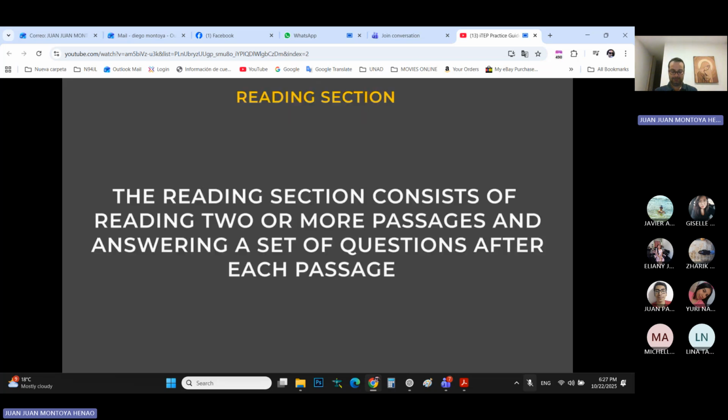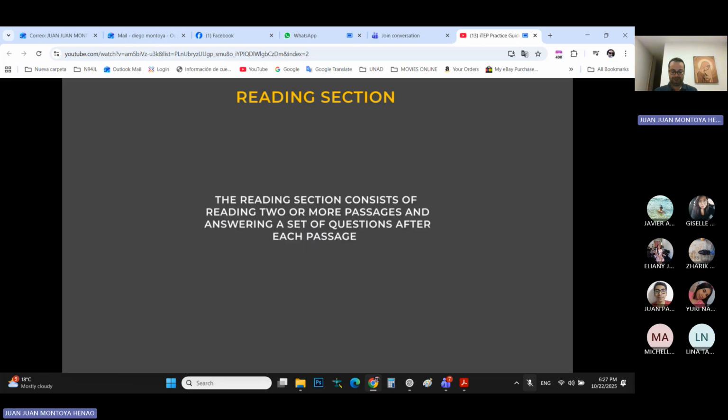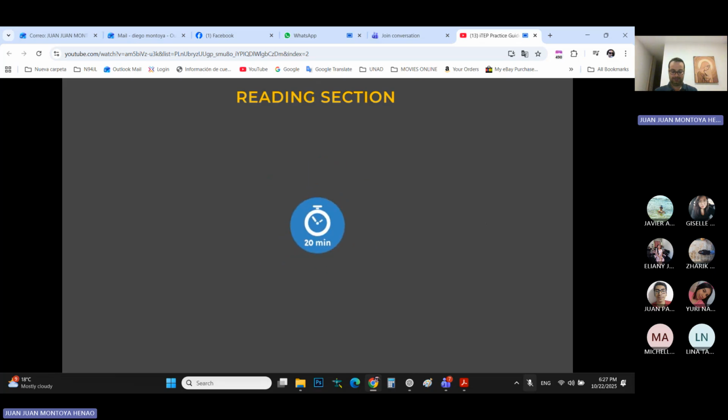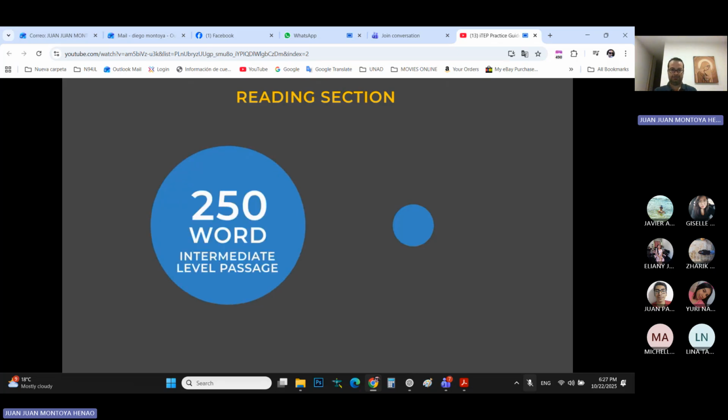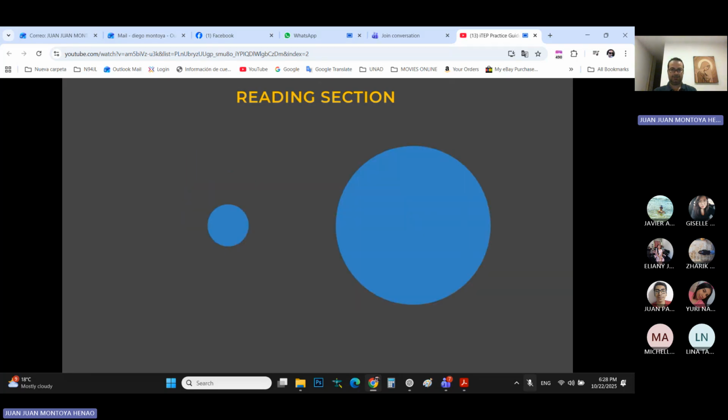The third section is the reading section, which consists of reading 2 or more passages and answering a set of questions after each passage. The reading section is 20 minutes long and broken up into 2 parts. Part 1, 1 250-word intermediate level passage, 4 multiple choice questions. Part 2, 1 450-word upper level passage, 6 multiple choice questions.